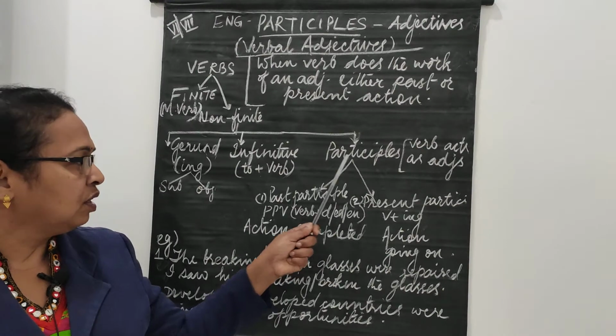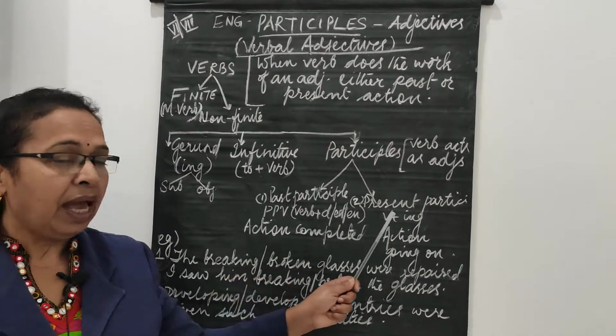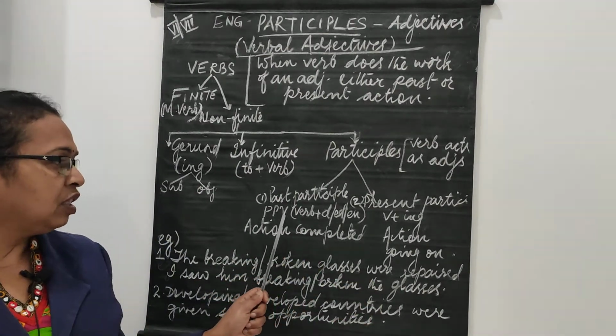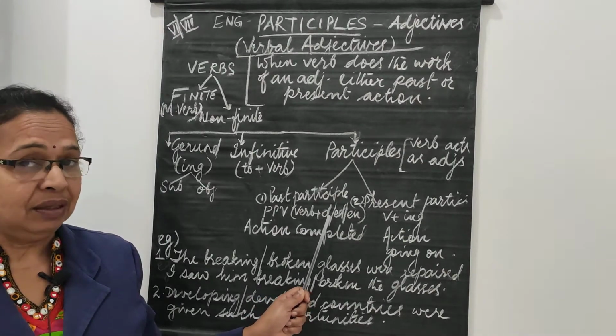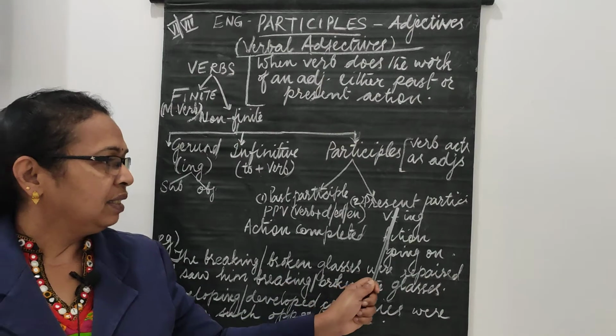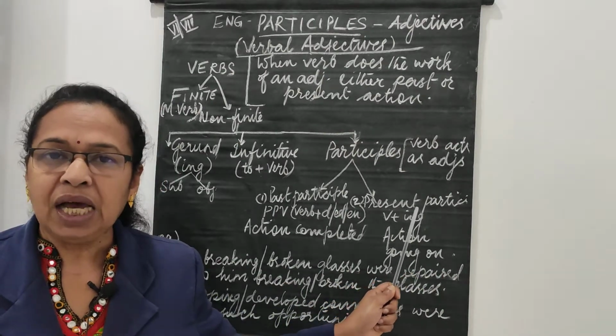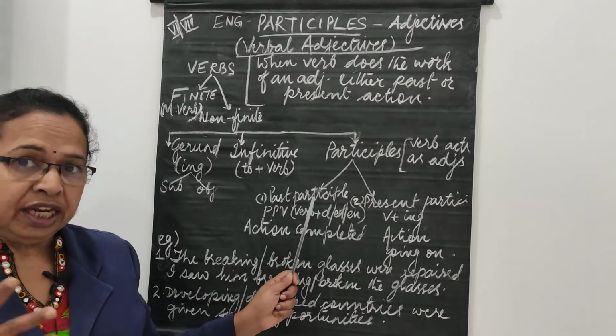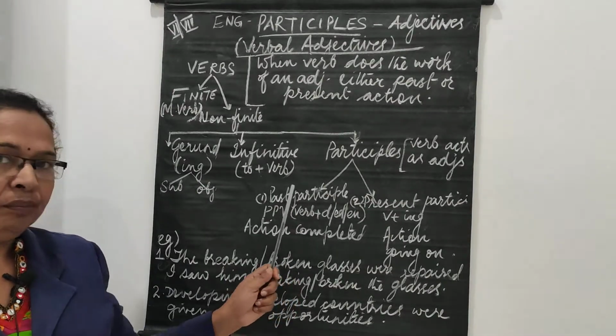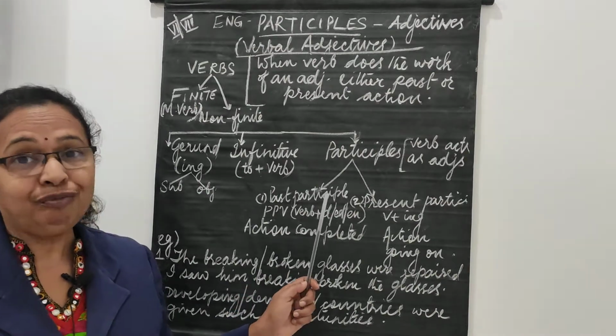We are talking about participles. They are of two types: past participle and present participle. Past participle is verb plus d, ed or en, whereas present participle is verb plus ing. Now look at the action in both types of participles.